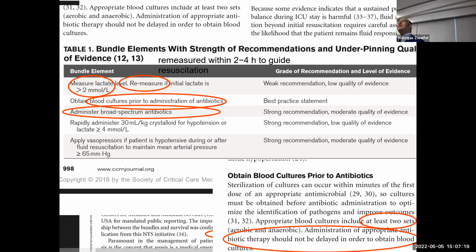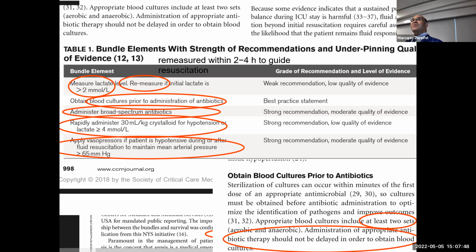Third thing, broad spectrum antibiotics. Fourth thing, 30 ml per kg crystalloid. Last thing, while you are giving the fluid, if your patient is very hypotensive, you can start the pressor while you are giving the fluid. Don't wait until the fluid is done. So if your patient's sick, he may die within these 3 hours when you are giving the fluid. So you need to start to increase the blood pressure with pressor.